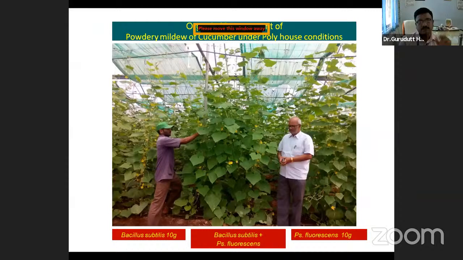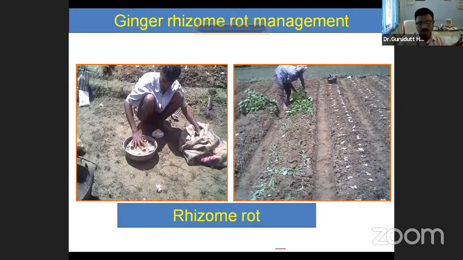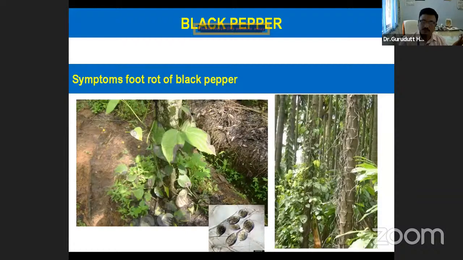This is just a front view. So you can see the front view, that is Bacillus and Pseudomonas. On the other side, it is individual. Likewise, we have so many other crops. In ginger, rhizome rot is a problem where we are using it. Even for black pepper, one of the plantation crops, called the king of spices, Phytophthora is a major problem.